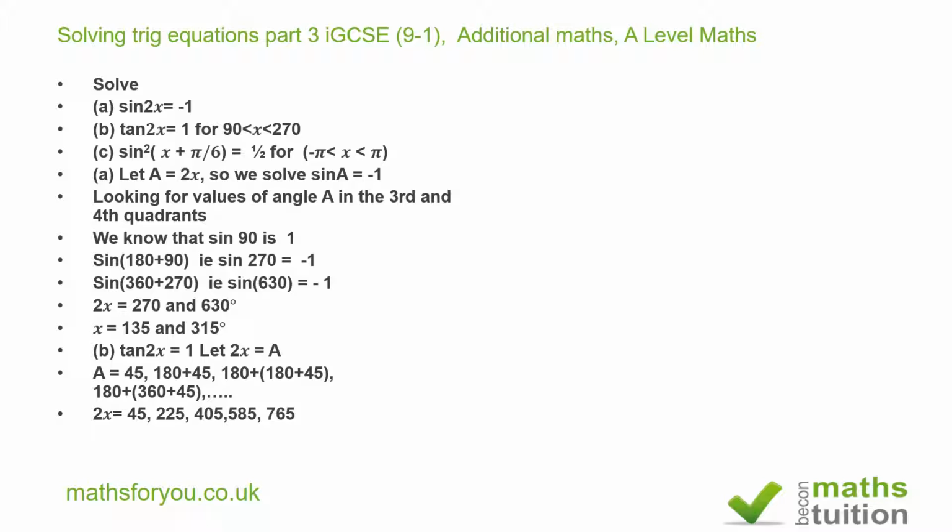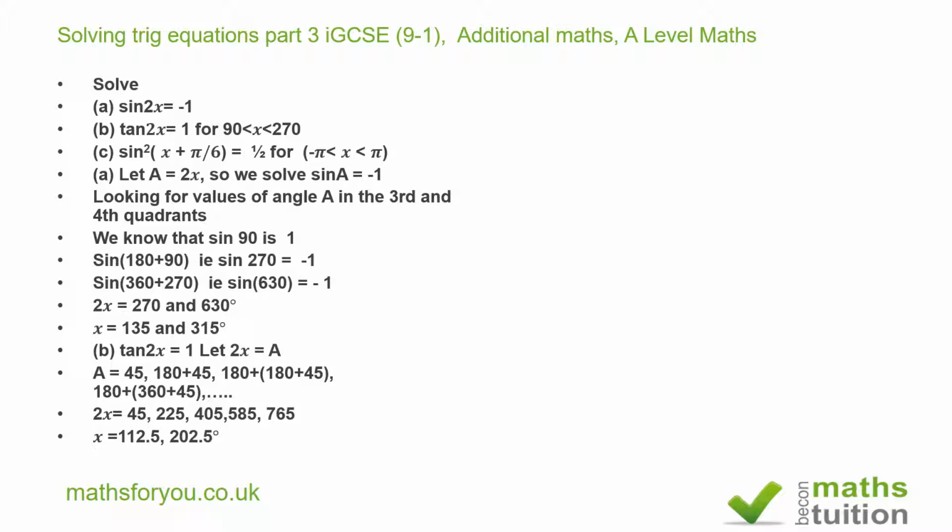Now we're looking for values of x between 90 and 270 degrees. Now clearly that would be too small, and that's probably too big there. So the values we require for 2x will be these two and that one there. So if you divide those by 2, you end up with x being 112.5 and 202.5 degrees.